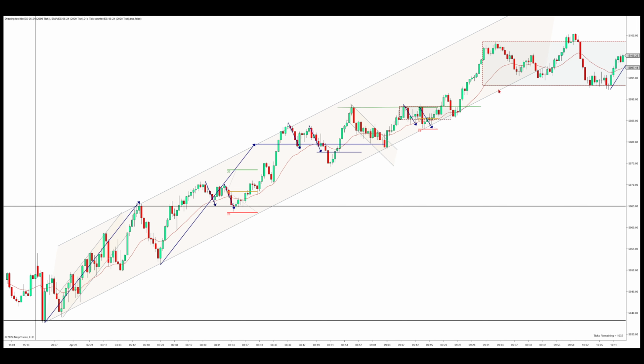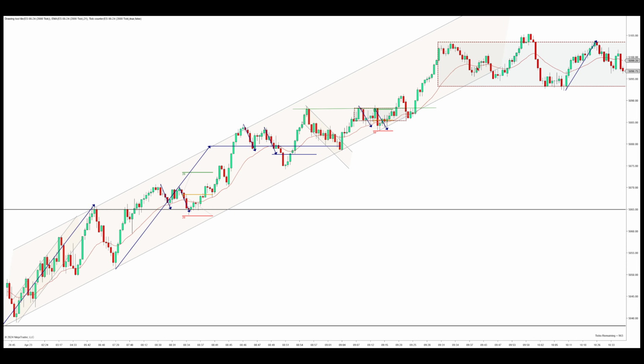But we push on up here, and then we get this first entry long, second entry long, breaking this channel. Again, I can extend it to this little swing there because it pierced out more. And we pushed out here, got a little break, and price starts pushing on up.